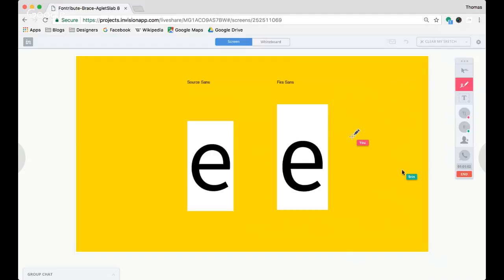I think I chose this letter to help demonstrate, I believe it really does show, the point of the process of why they chose such a huge X height for Fira Sans. I think it's because the priority was maximize counters. We must maximize counter space as much as possible. So this is why this E is so ginormous compared to the Source Sans brother next to it, or sister.